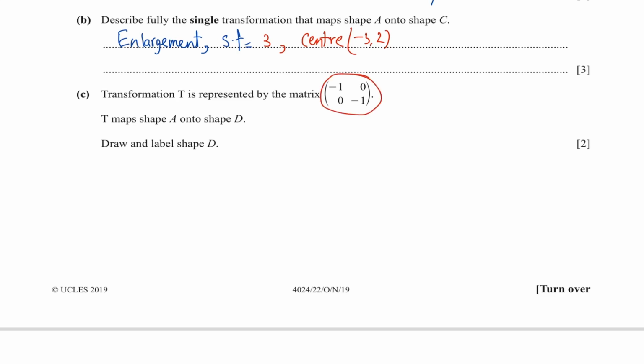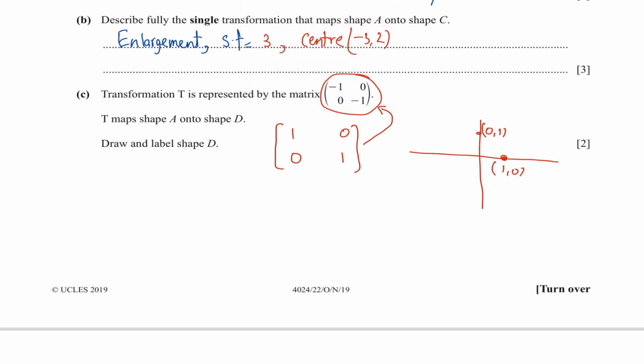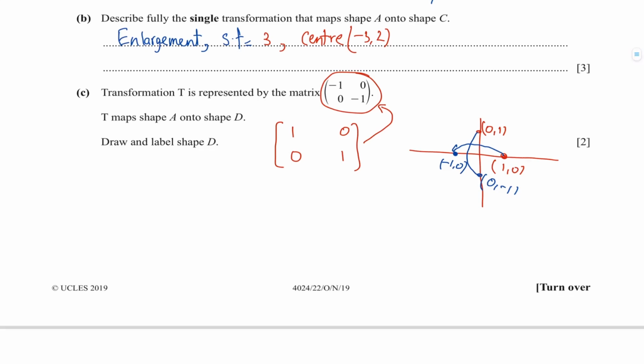So this matrix right here is minus 1, 0, 0, minus 1. So we always start from 1, 0, 0, 1. Okay. So here is 1, 0, and here is 0, 1. Now after a certain transformation, this matrix has transformed into this matrix. That means after applying a certain transformation, 1, 0 turned into minus 1, 0, and 0, 1 turned into 0, minus 1. So what do you think this is going to be equal to? This is definitely rotation, and that is 180 degrees.